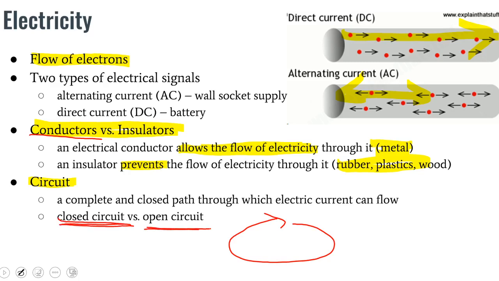And an open circuit, on the other hand, is when we don't have that connectivity completed. There is a gap there and that connectivity is not completed. So there can't be a current flow. In a closed path, we will have current flow, and in an open circuit, we will not have any current flow happening.